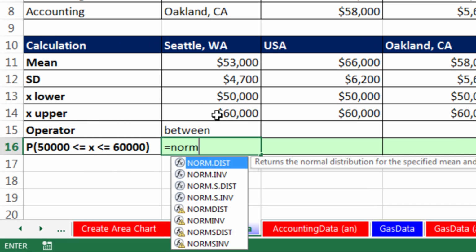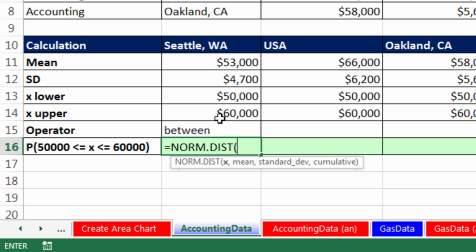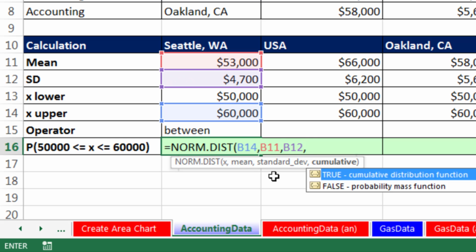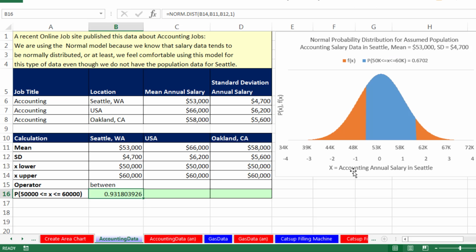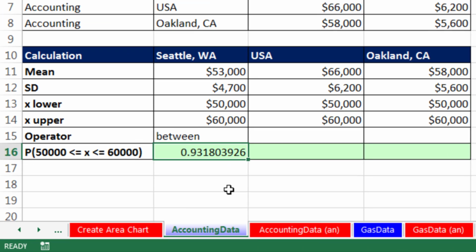Equals NORM.DIST. Our x, we got to take the bigger x first, comma, the mean. There's the mean for Seattle. Relative cell reference, right? Comma, standard deviation for Seattle. Relative cell reference. Comma, cumulative 1. Now, if I enter this, this tells me the probability of getting a job in Seattle, 60,000 or less. It's all the area from the very small all the way up to that 60K, F2.